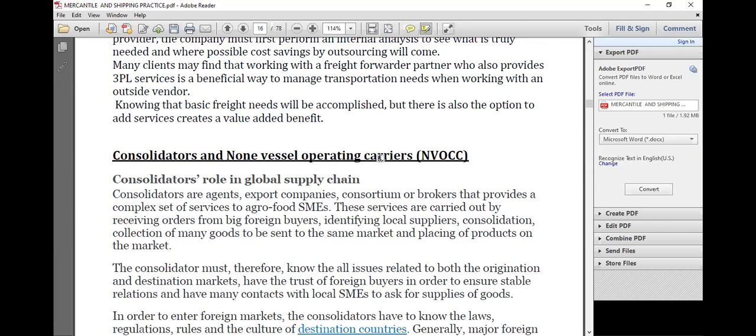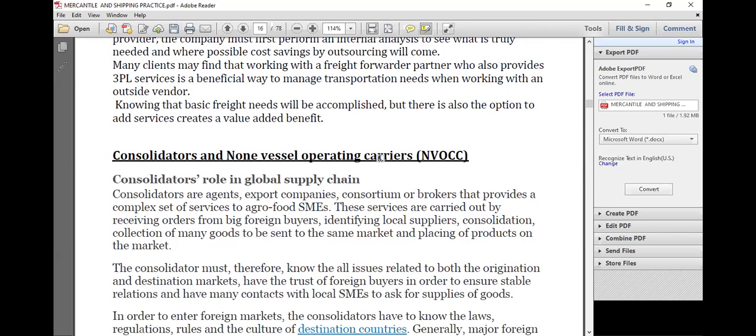So consolidators are simply agents, export companies, consortiums, or brokers that provide a complex set of services to agro-food SMEs. These services are carried out by receiving orders from big foreign buyers, identifying local suppliers, consolidation, collection of many goods to be sent to the same market, and placing of products on the market. So the consolidators must, therefore, know all the issues related to both the organization and the destination market. So they must be knowledgeable, in short.